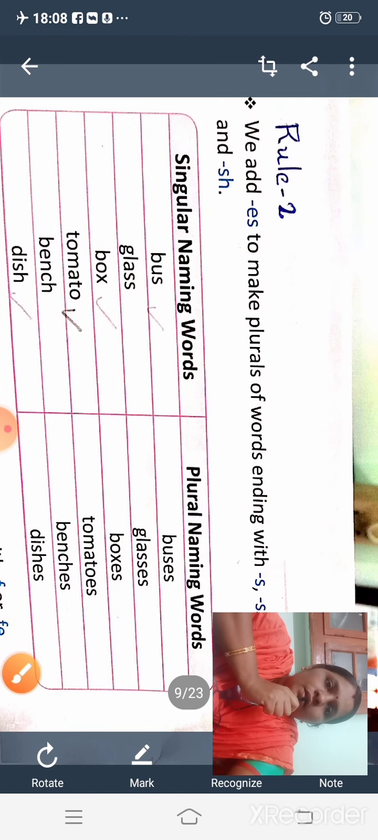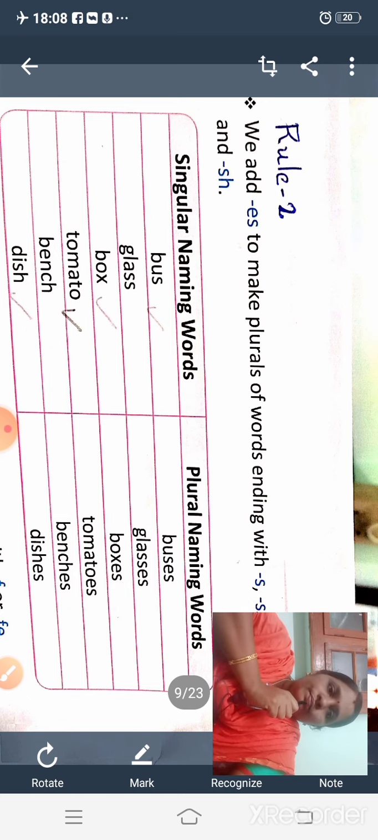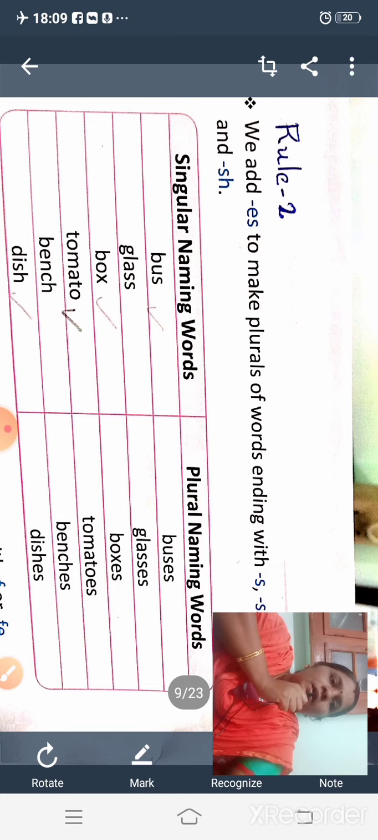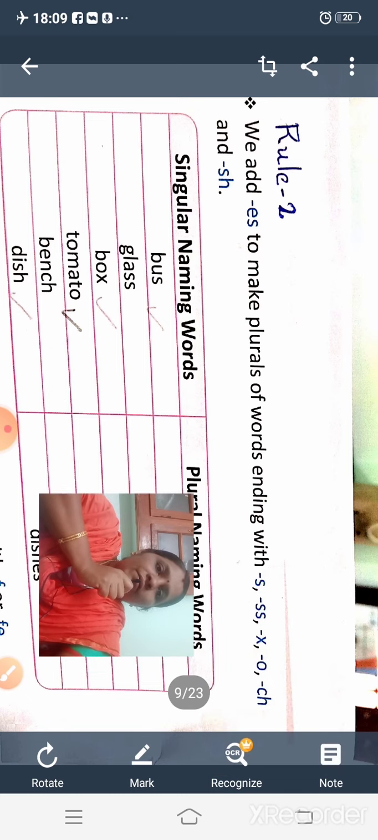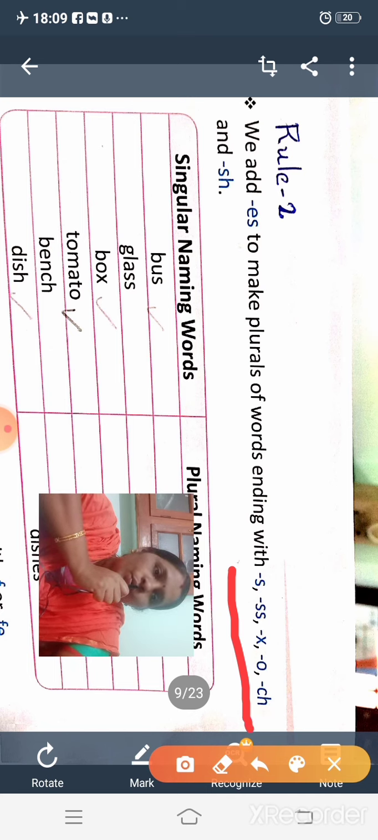So now we will discuss the second rule. What is the second rule here? We add es to make plurals of words ending with s, ss, x, o, ch and sh. Words ending with these letters, that is, s, ss, x, o, ch and sh.